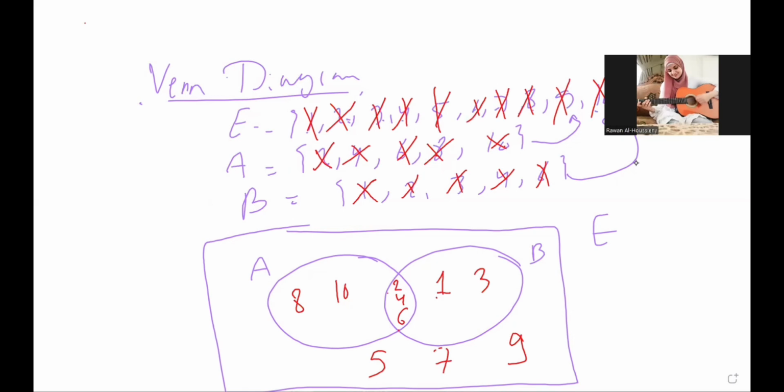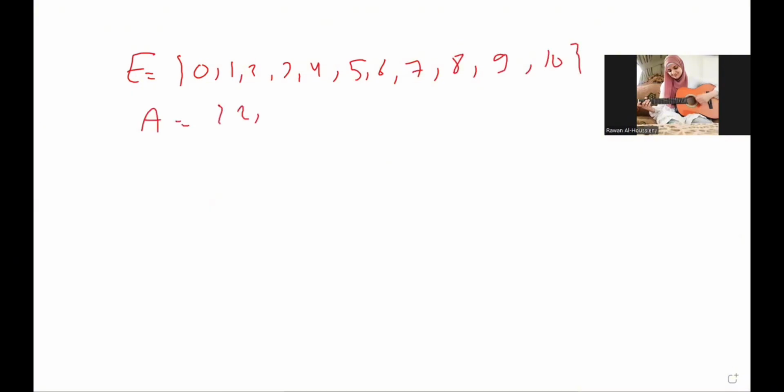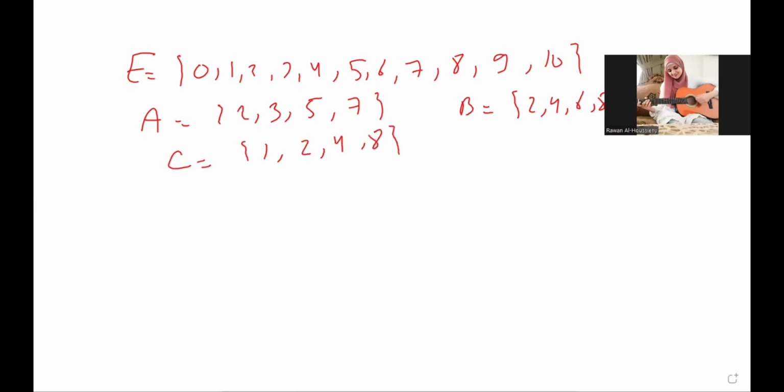I will give you another example, but this time with 3 circles inside. Okay. Let's say that we have the set E, which is from 0 to 10: 3, 4, 5, 6, 7, 8, 9 and then we have 10. Also we have the set A, which is 2, 3, 5, 7. We have the set B, which is 2, 4, 6, 8 and 10. The set C, which is 1, 2, 4 and 8.